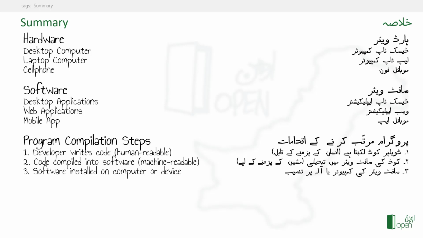A program is first written in a human-readable form by a software engineer or developer. The second step is the compilation or transformation of code into machine-readable software. The third and final step is the installation of that software on a computer or device.